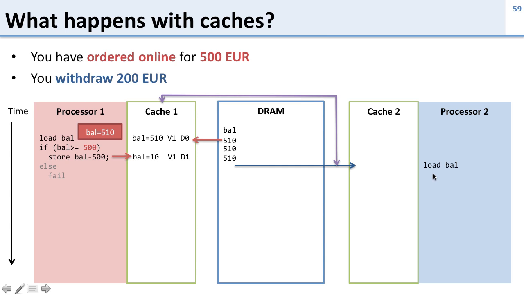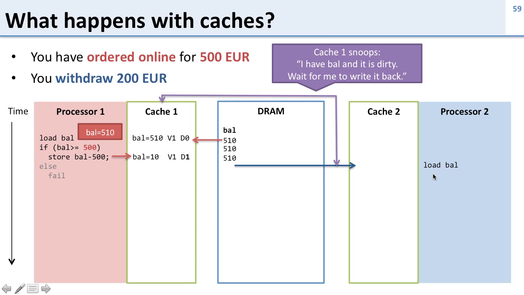But when it goes to load the balance, what happens is this snooping. So cache 1 snoops on this transaction. It sees what cache 2 is trying to do and says, wait a second, I have this balance variable and it's dirty, so cache 2 over here, you need to wait for me to write it back. So this read doesn't happen.